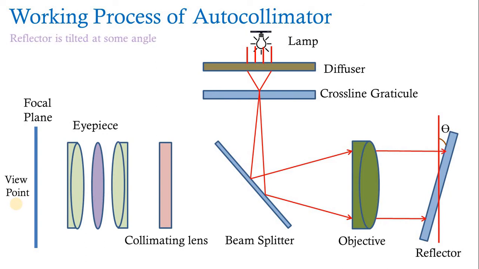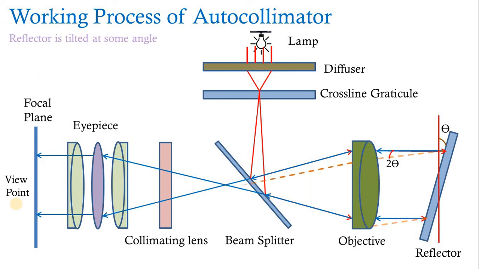Now the reflector is tilted to some angle, so we are not getting this condition. So we will get a new condition, that angle theta. By the principle of reflection, the deflected light will be reflected at an angle 2 theta from the objective, then it comes to the collimating lens, to the eyepiece, then to the viewpoint. So this value of x we can calculate by using this formula, that is 2 theta into focal length.